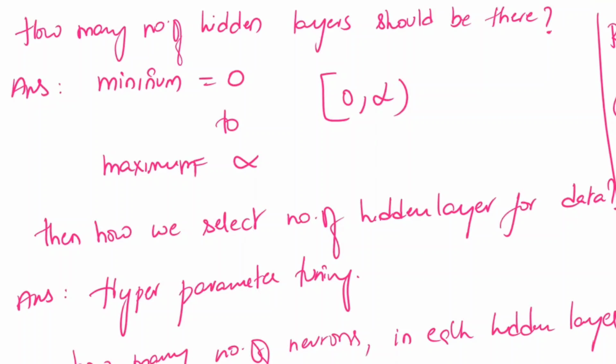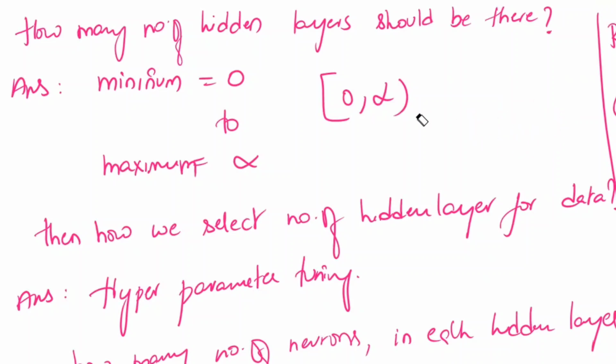Now, sir, you told that the number of hidden layers can be infinite. For example, if I take 500 hidden layers, can I take like this? It means your system will die. Based on the data, we have to select, not as per your choice. Whatever number you are interested in, we can't do that. Just apply some common sense, right?